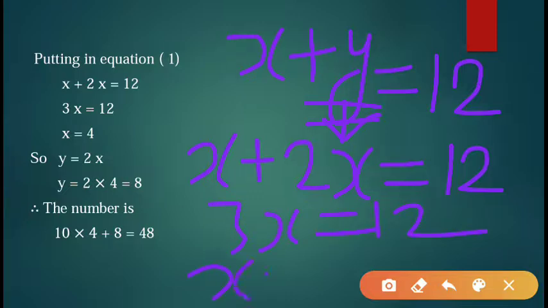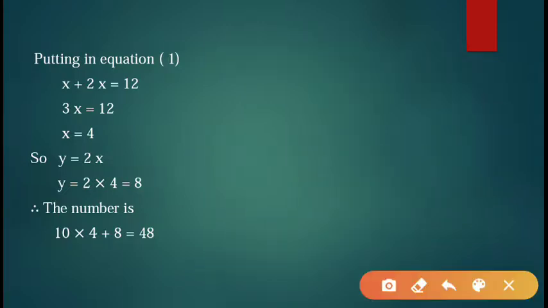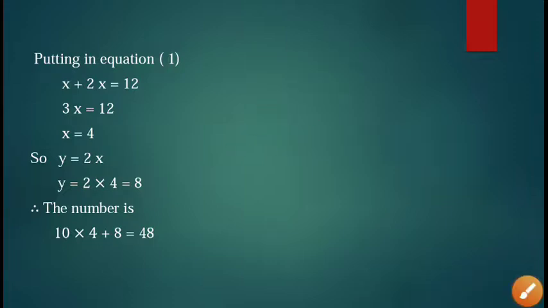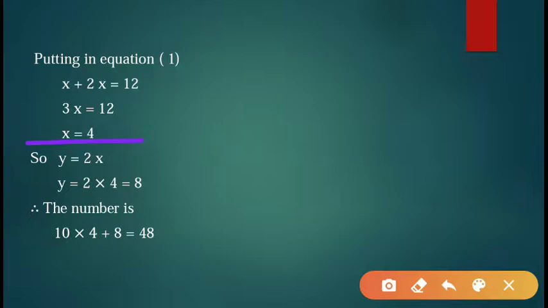From here x is equal to 12 upon 3 and this will give you 4, means x is equal to 4. This is the value of x. Now if you know the value of x, our equation was this, so put the value of x here, 4.